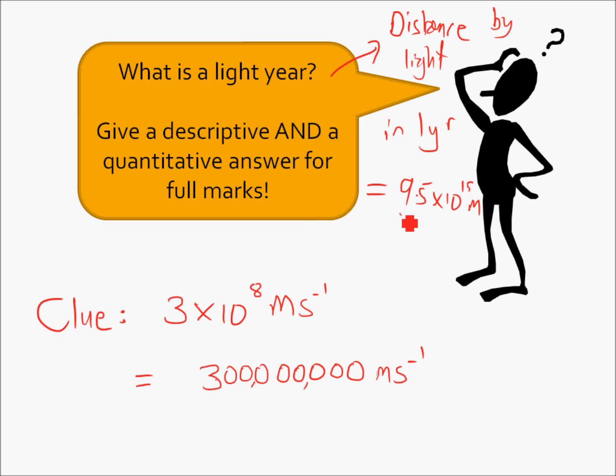Why do we use it? Because it's going to make our lives simpler later on. Rather than having to say every time, how far away is it? Oh, well, it's 9.5 by 10 to the 15 meters, I can say, how far away is it? 1 light year.